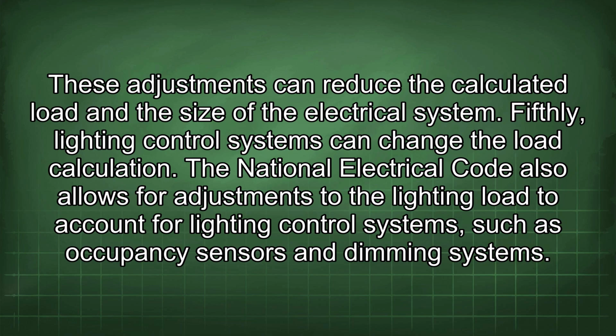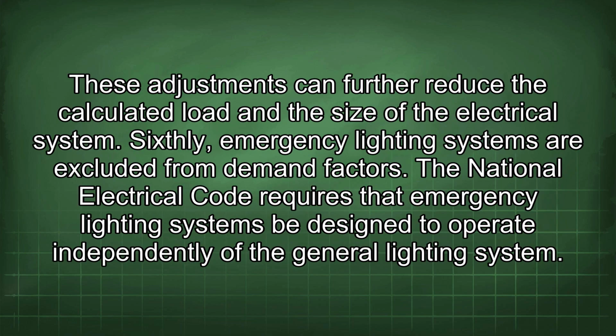Fifthly, lighting control systems can change the load calculation. The National Electrical Code also allows for adjustments to the lighting load to account for lighting control systems such as occupancy sensors and dimming systems. These adjustments can further reduce the calculated load and the size of the electrical system.